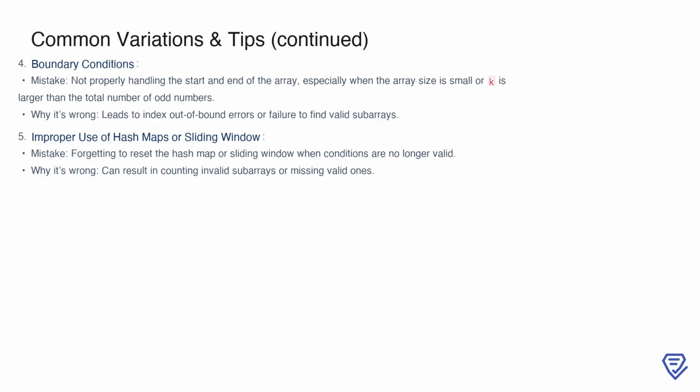Similarly, improper use of hash maps or the sliding window technique can cause problems. For instance, if you forget to reset the hash map or the sliding window when conditions change, you might end up counting invalid subarrays or completely missing valid ones. These techniques are powerful, but they require careful implementation to ensure correctness.